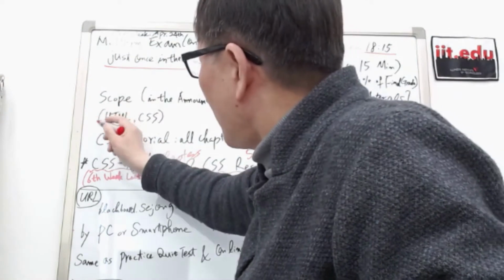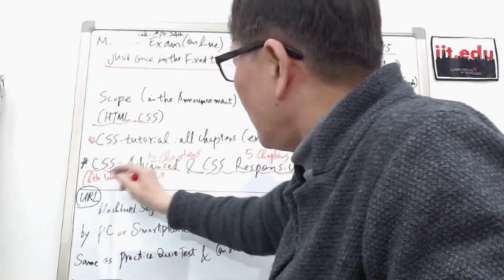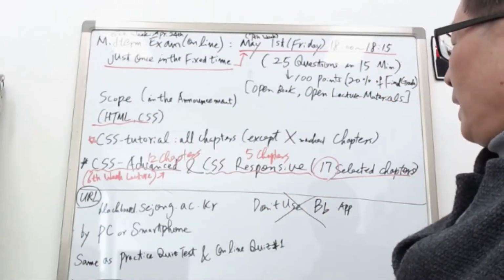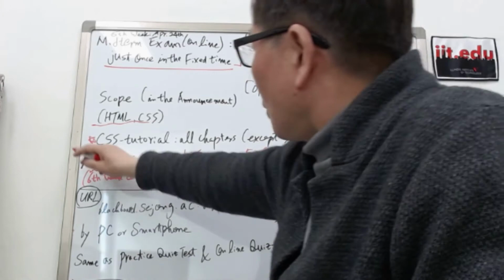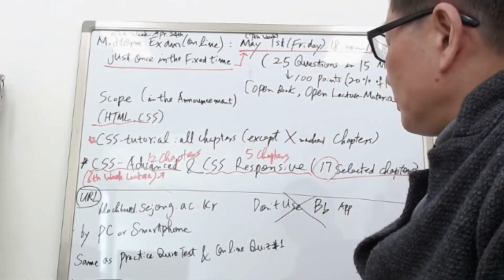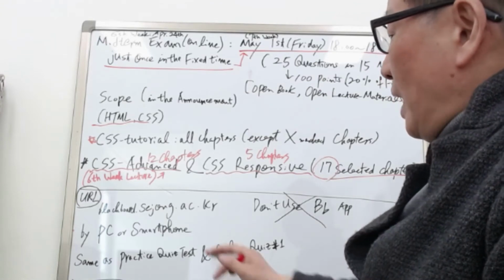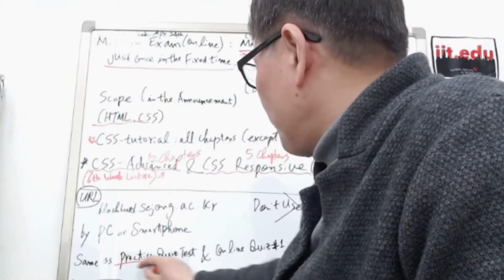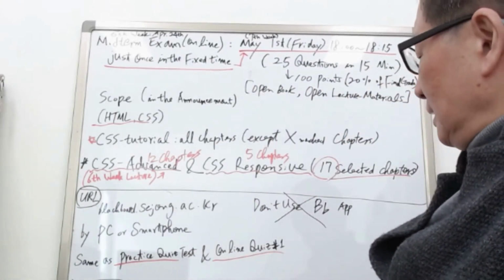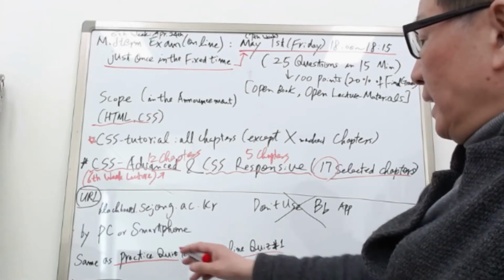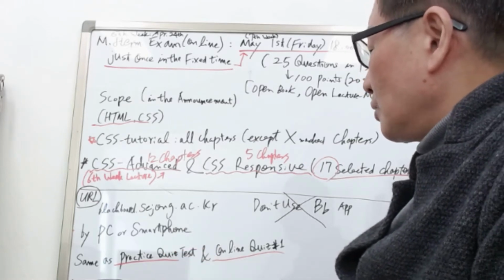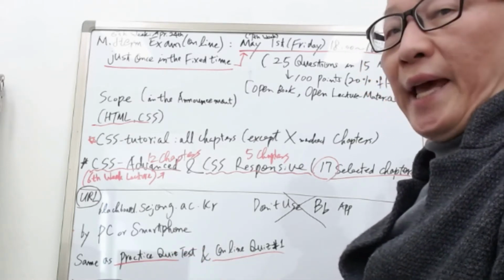Of course, the HTML and CSS tutorial, and also the 12 chapters and 5 chapters, those are the scope for this midterm exam. It is exactly the same as your practice quiz test as well as the online quiz test you did already. You did the practice already, and I am assuming you are very familiar with the UI to take the quiz test.